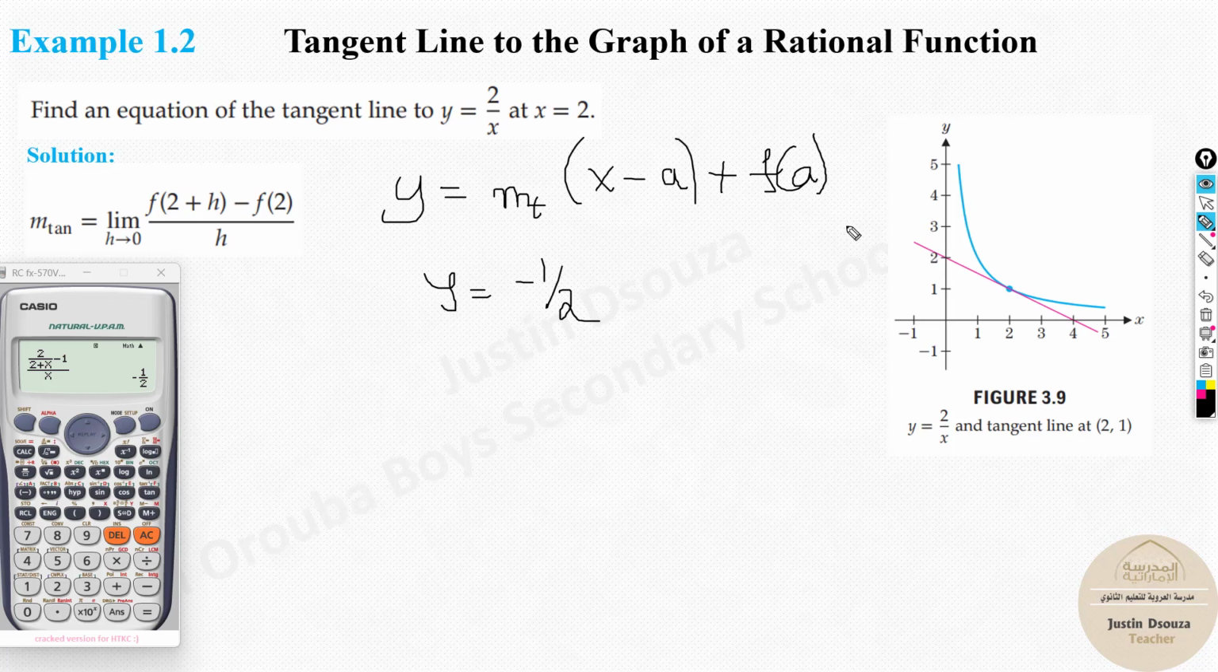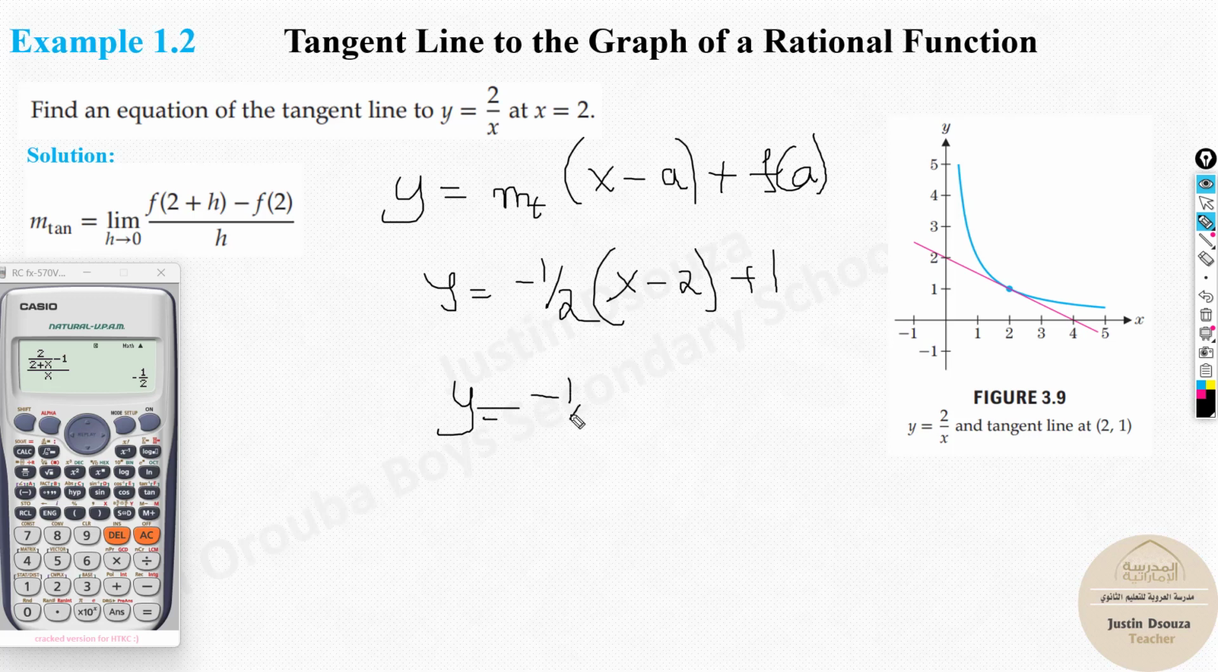Now you can see the line is going downwards. It must be minus, so it's correct, whatever we got. X as it is, minus a is 2. And if you substitute x over here as 2, it will be 1. We solved it a while ago. So f of a is 1.